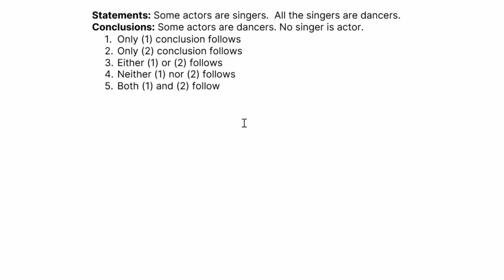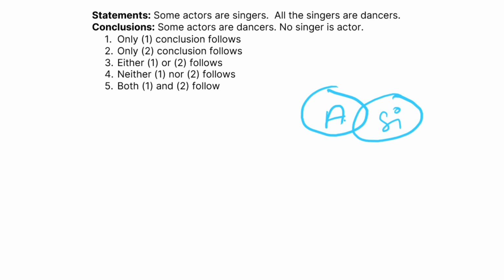This is the second question we are seeing on syllogism. In the statements, some actors are singers, and all singers are dancers. Let's draw this: some actors are singers, and all the singers are dancers. These are the statements given. Let's verify what conclusions they have given.